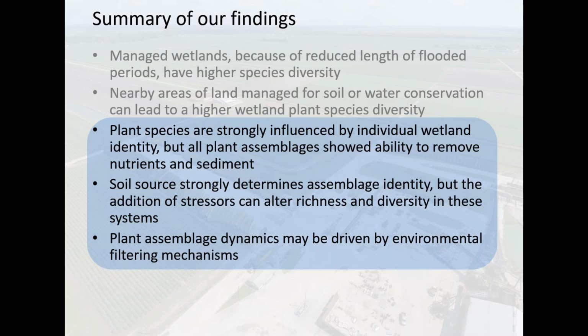So what we see, tying this whole last mesocosm section together, is that plant species are strongly influenced by individual wetland identity, but plant assemblages show the ability to remove nutrients and sediment. So we see that our plants are affected by our stressors, and they in turn impact these stressors, and that the soil source strongly determines our assemblage identity, but the addition of these stressors can alter the richness and diversity of these systems.